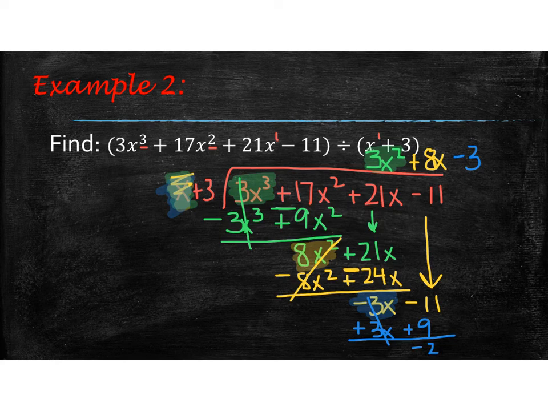Okay, so we're done. We're going to add the remainder as a fraction. Put the remainder on the top, and in the denominator we put what we divided by, the x plus 3. And this is your answer.